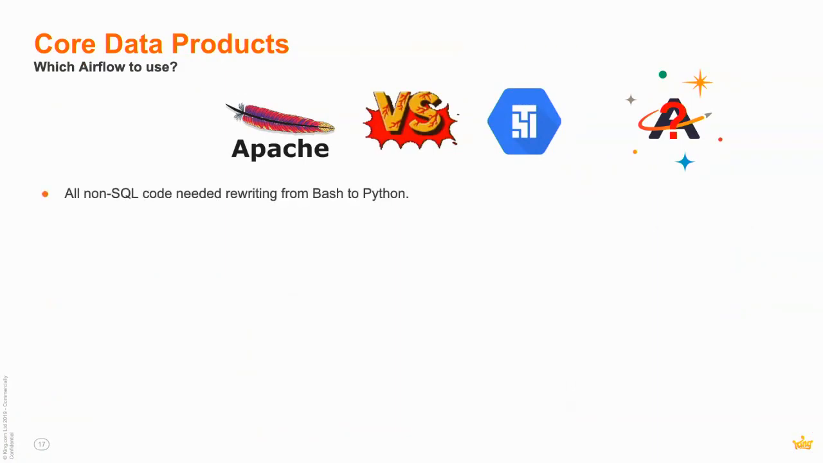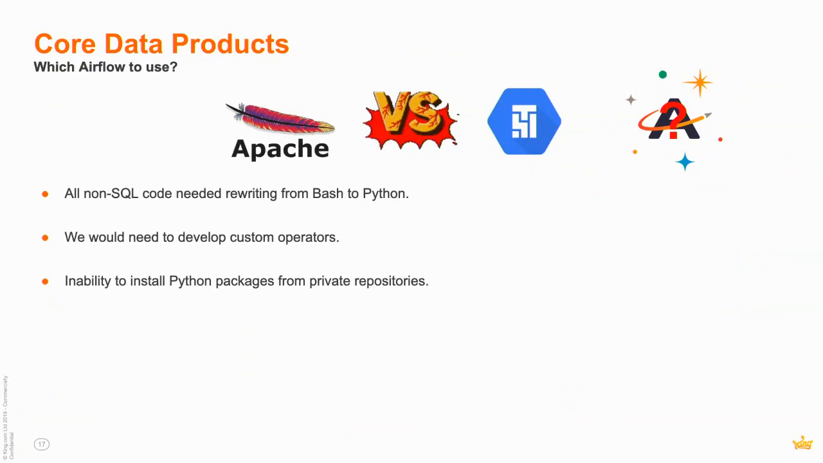So what do we need to do? We needed to take all of our non-SQL code and rewrite that from Bash into Python. We knew we would need to develop some custom operators. As you saw, we have these internal services that our DAGs would need to rely upon. We had built some Python packages to facilitate that, so we probably want to wrap those in custom operators.